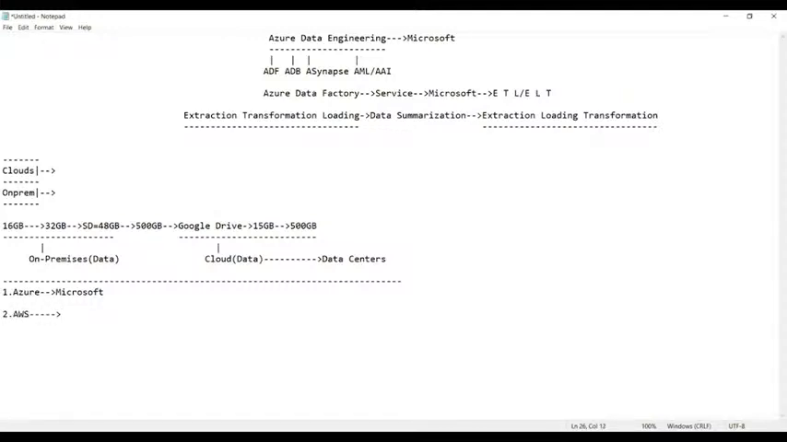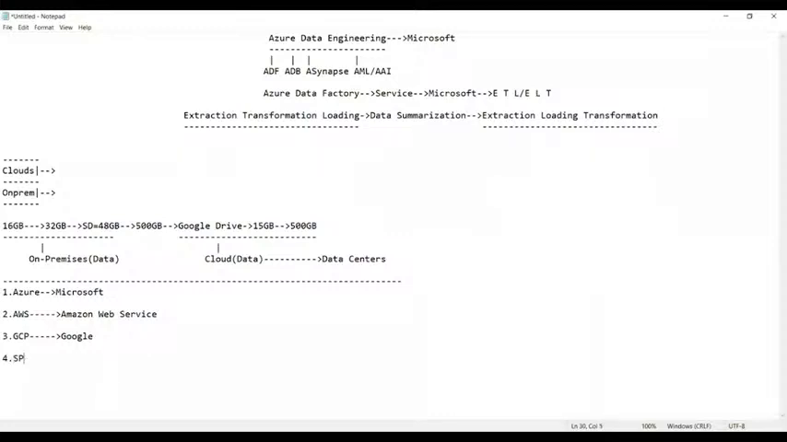Yes, AWS stands for Amazon Web Service. Then the third one, what is that? GCP. Yes, we have Google. Google is providing GCP, which is nothing but Google Cloud Platform. Very good. The Google Cloud Platform is provided by Google.